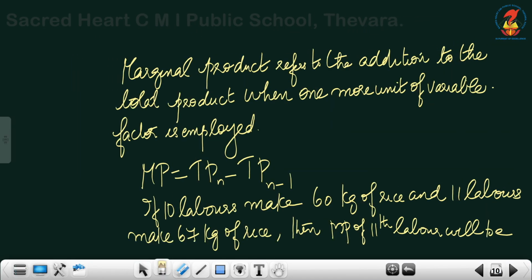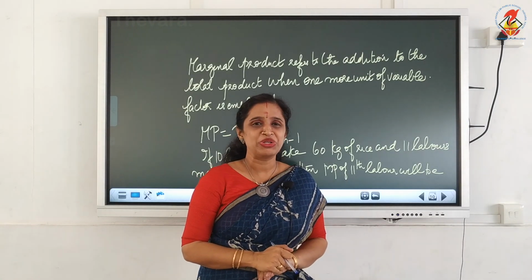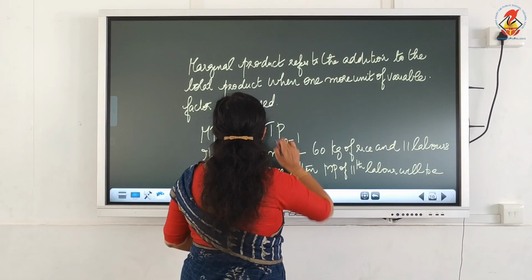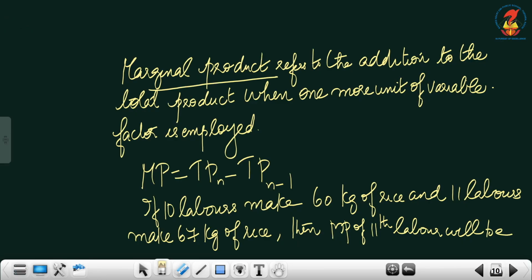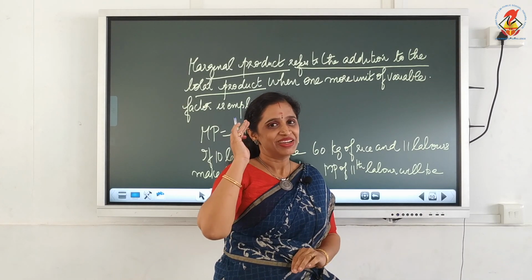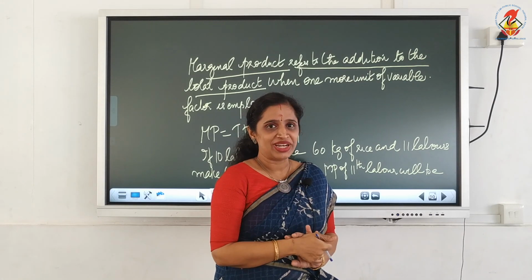Now we will move on to the third concept of the product, that is marginal product. Whenever you hear about marginal, what should come to your mind? Addition. Okay. Now let us see the definition of marginal product. Marginal product refers to addition to the total product. Just as we explained marginal utility, you can remember that: addition to the total utility.